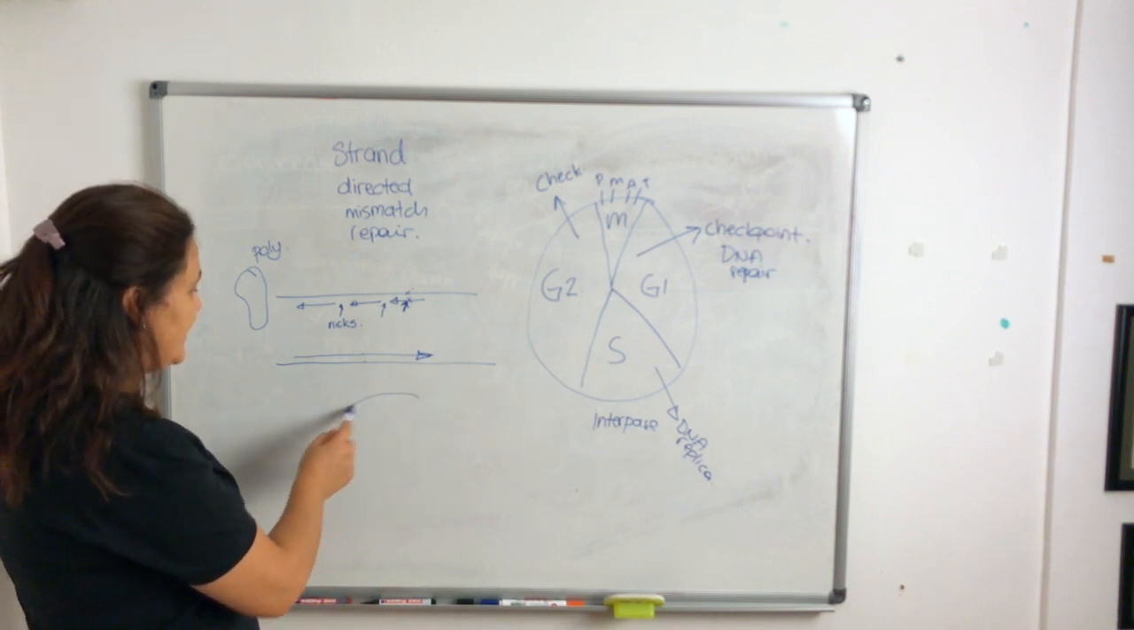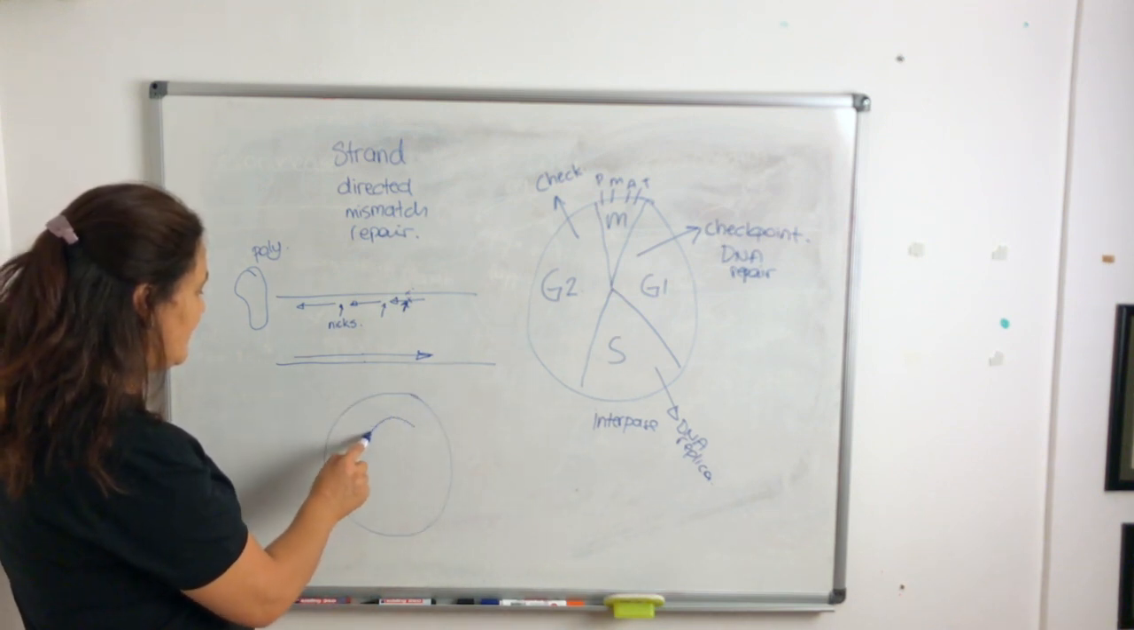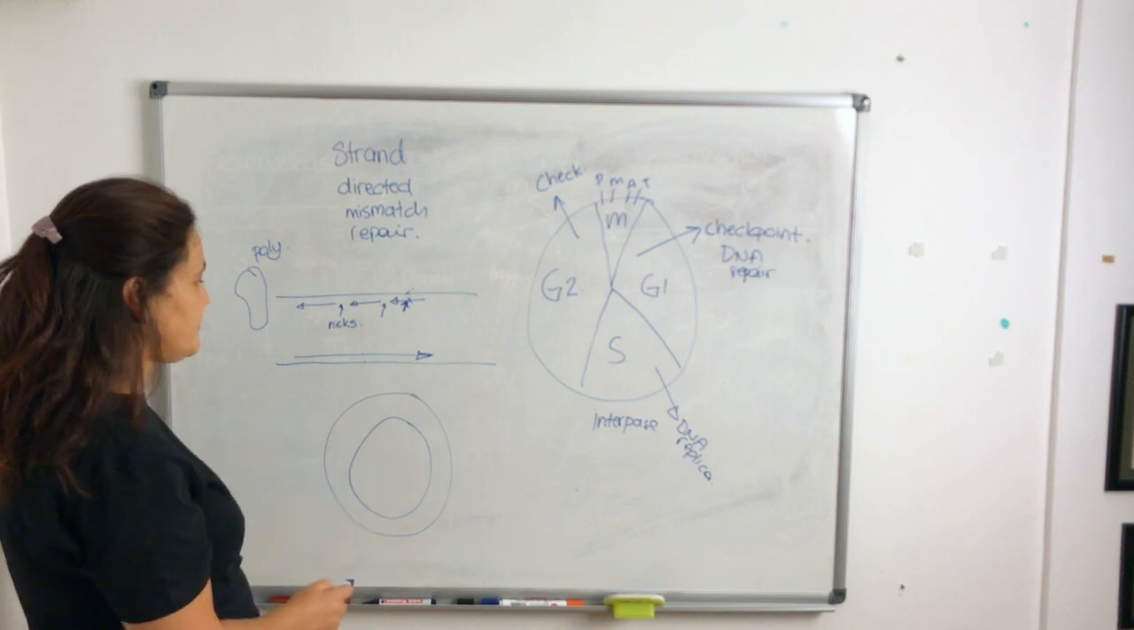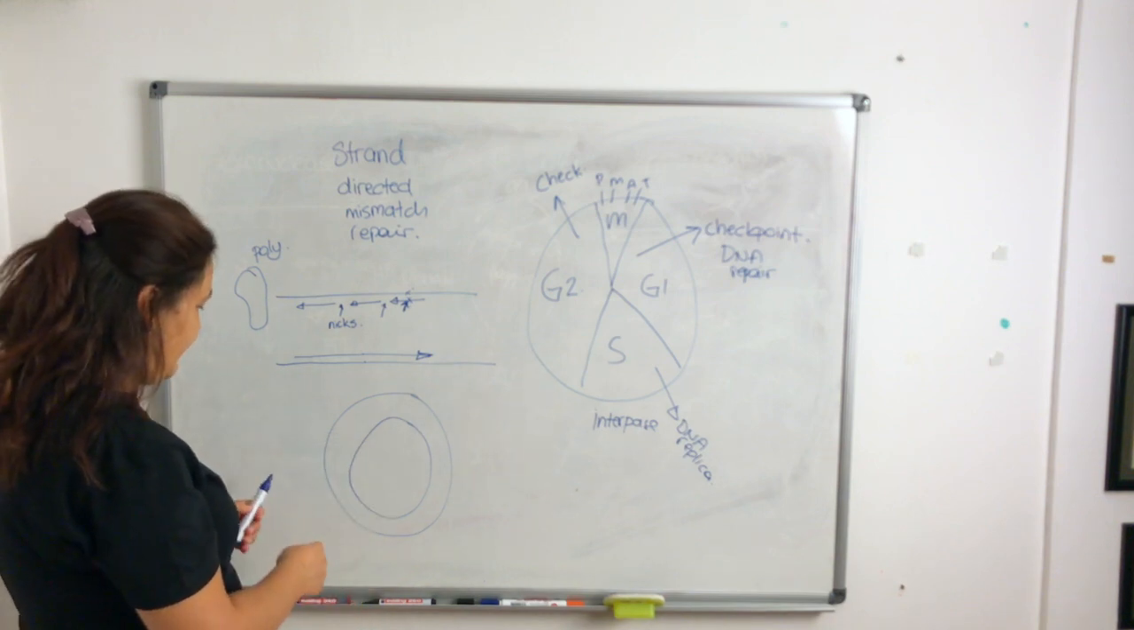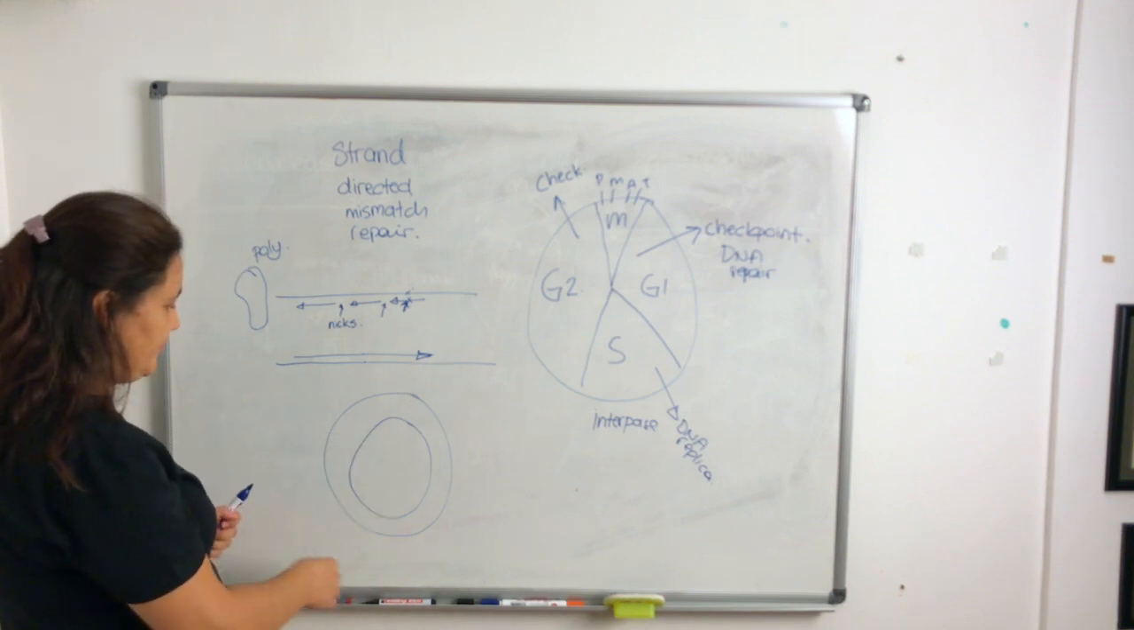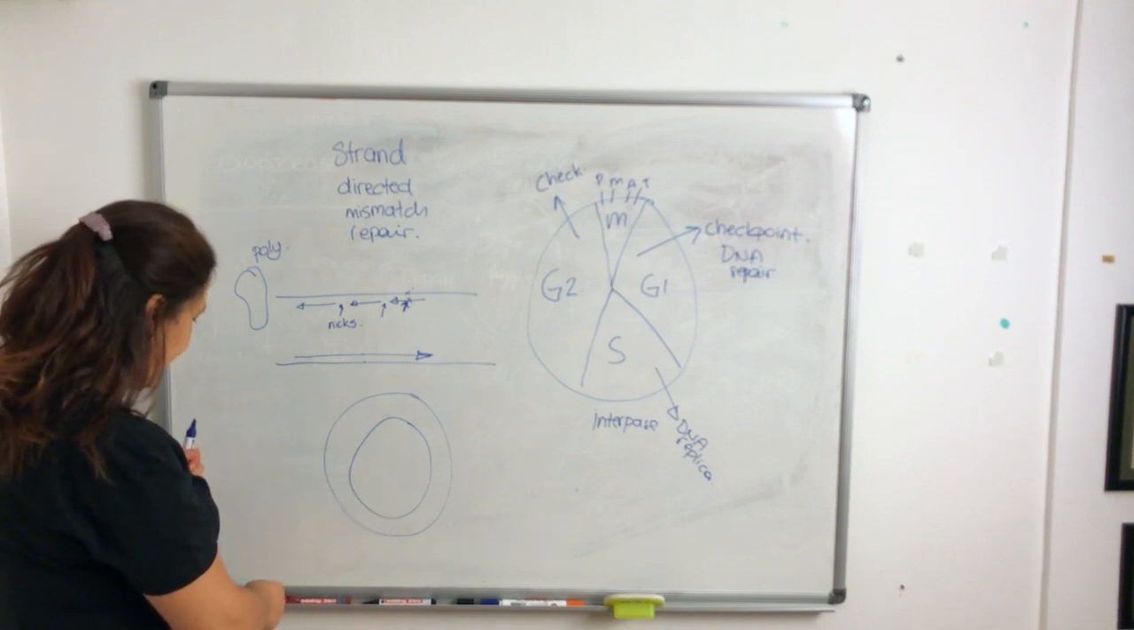In the bacteria, there is the bacterial chromosome. This is the chromosome, double helix.